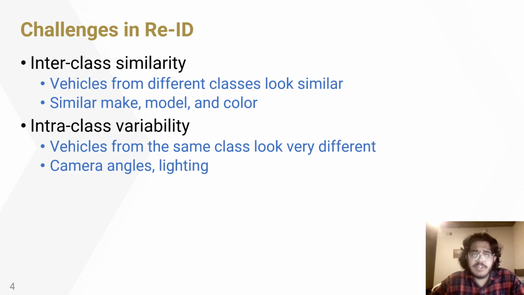The intra-class similarity problem is where vehicles from different identities or classes look similar. This might be because they have similar colors or are the same make and model. The intra-class variability problem is where vehicles from the same class, which means vehicles with the same identity or license plate, look very different. This can be due to different camera angles.